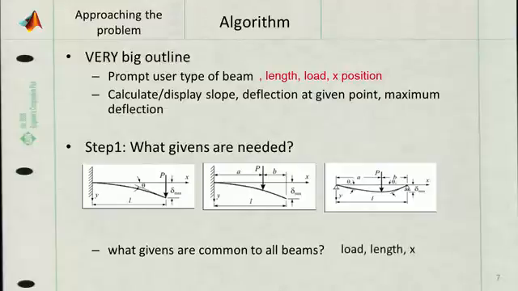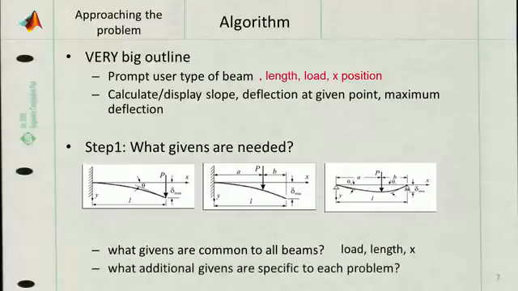Then you push a little further. What additional givens are specific to each problem? Look at problem number 2 and 3. We need that A length. We don't need it for beam number 1. So we can't put it at the very top of our code. Just in case I ask for type of beam 1, I shouldn't be asking what's A. I don't have an A. So that's a decision of where you locate your lines within your if statements.